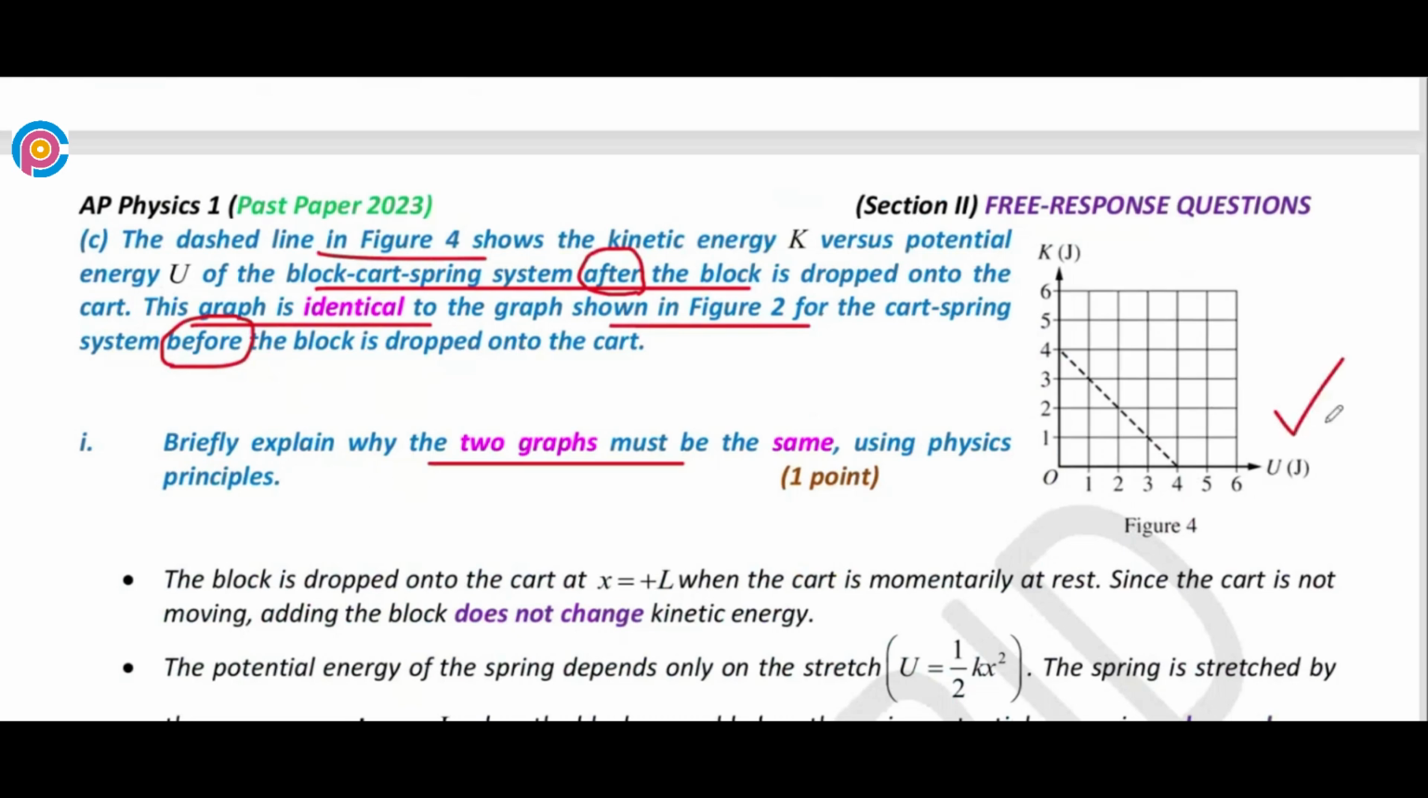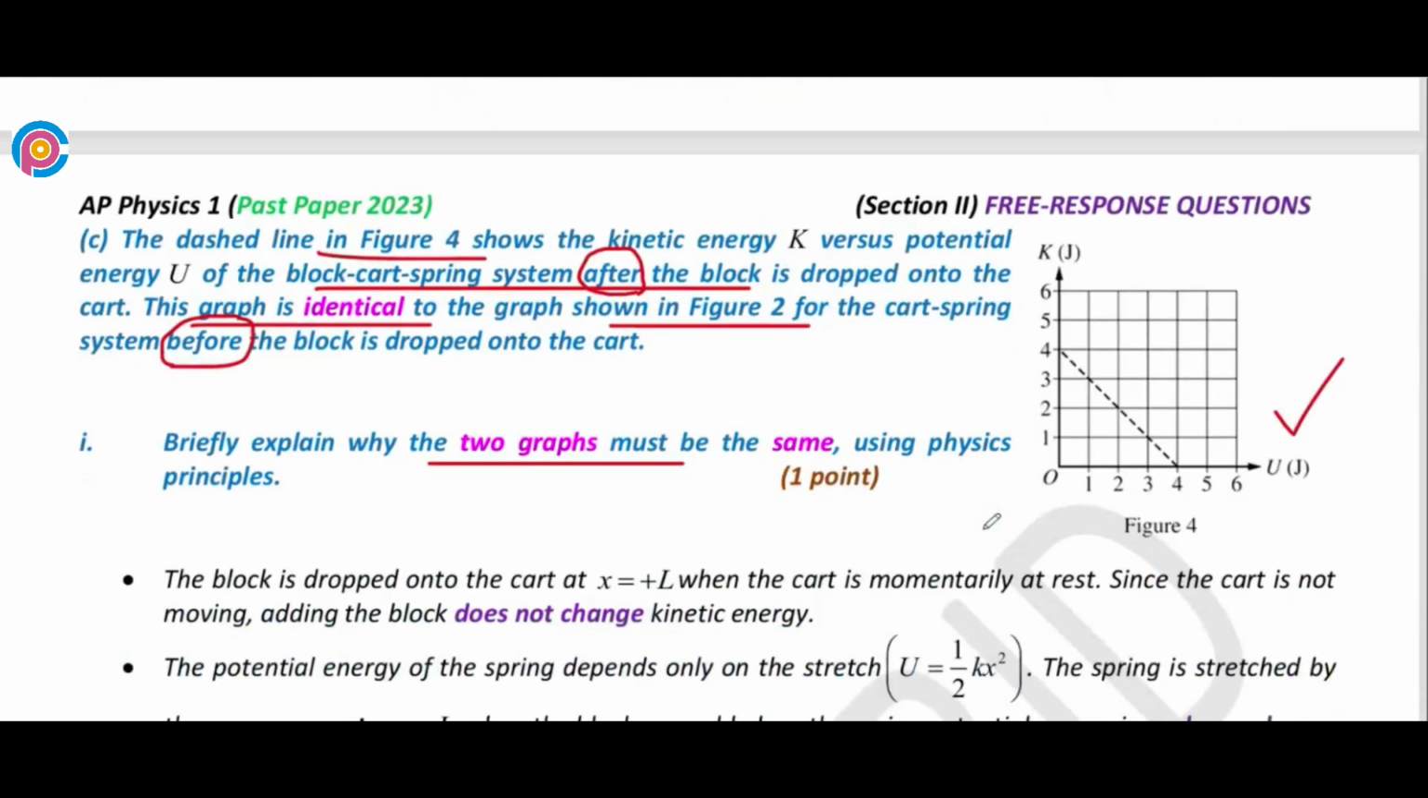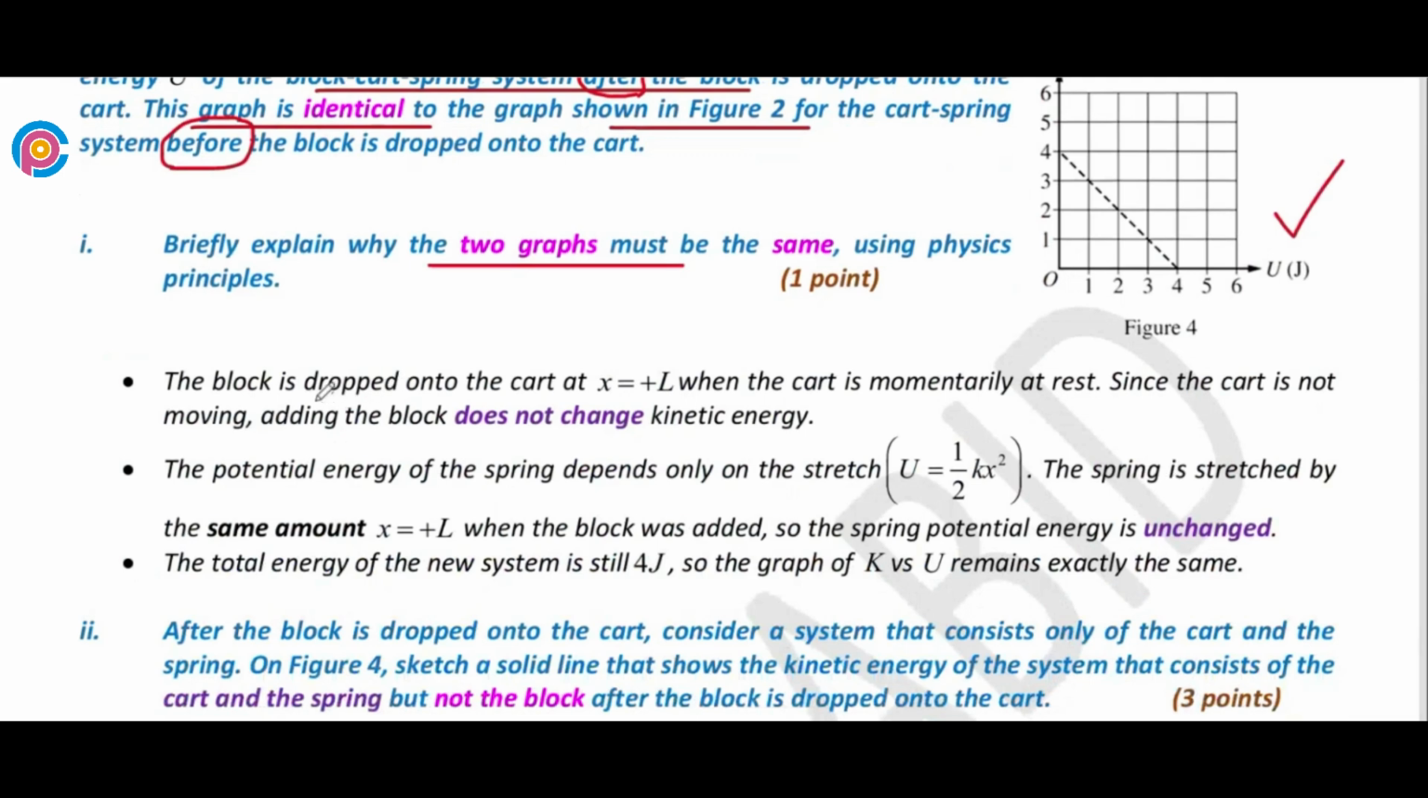So as you can see, Fig 4 and Fig 2 are identical: 4 joule kinetic, 4 joule potential, the same is represented here. Now, what's the reason? When the block is dropped on the cart, x is equal to plus L, and the cart is momentarily at rest, meaning there is no kinetic energy at that moment. So the cart is not moving. Adding the block doesn't change the kinetic energy. At that instant, kinetic energy is zero. If you change the mass, there is no change in kinetic energy.